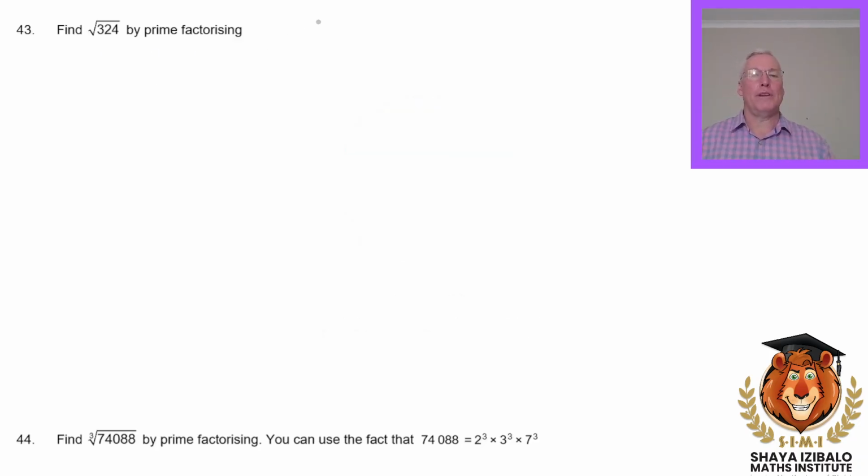Right, 324. Let's see if we can work out what's happening here. The first thing we're going to do is try and prime factorize 324. What goes into 324? Well, maybe 4 does. 4 goes into 32 8 times, and 4 goes into 4 once, so we're going to get 81.